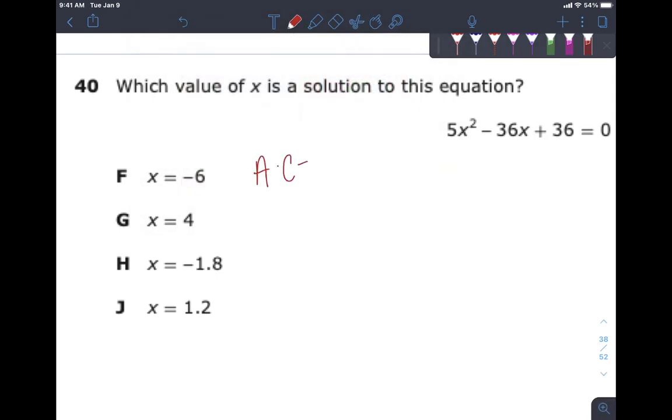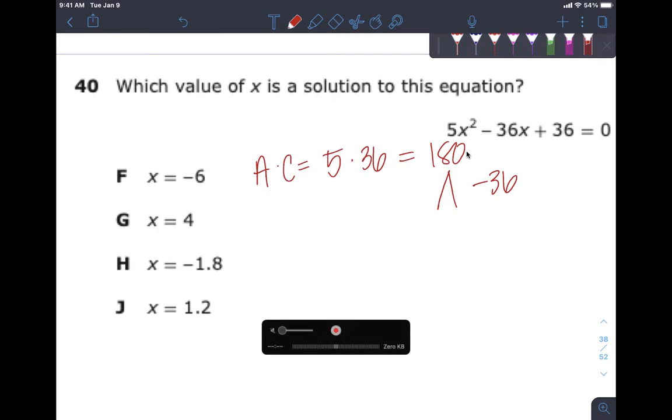So a times c is 5 times 36. So that'd be 150 plus 30, 180. I need two numbers that when multiplied together will give me 180, but when added together will give me negative 36. So what this tells me is these are two negative numbers, because two negatives multiplied together make a positive, two negatives added together make a negative.